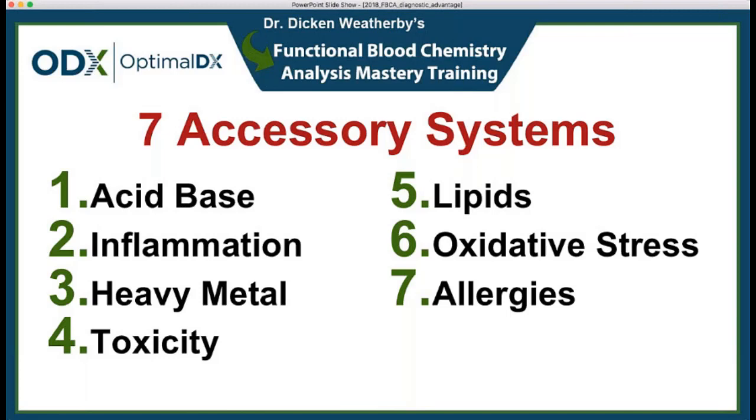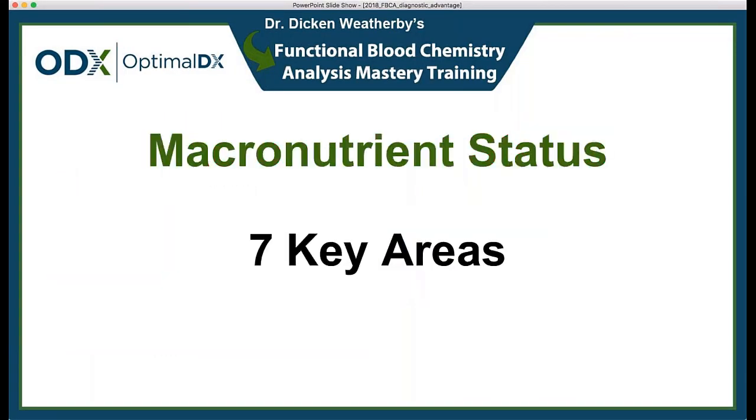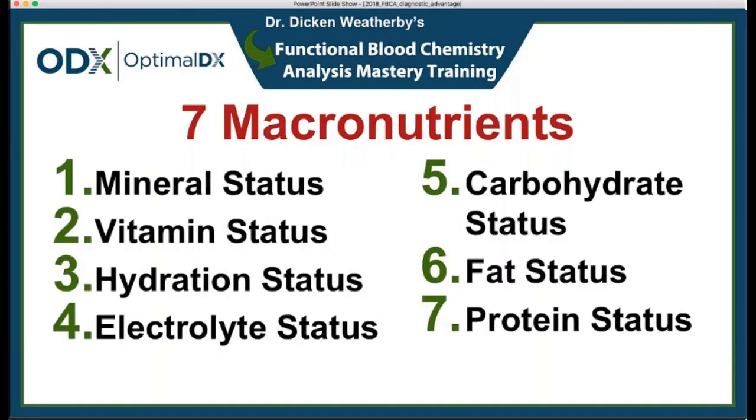So together with those 13 body systems and 7 accessory systems, we have 20 functional systems around which we can organize our findings. We also have the ability to assess and evaluate macronutrients as well as micronutrients. So here are some of the areas of macronutrient status that we look at. We look at minerals and vitamins, and this lends themselves to looking at deficiencies as well. We look at deficiencies in vitamin D, iron, molybdenum, magnesium, calcium, zinc, folate, B6, that type of thing. We can also look at hydration status, very, very important to look at the status of dehydration in the body. We look at electrolyte status, how are the electrolytes balanced? And then we look at the macronutrients, carbohydrates, fat, and proteins.